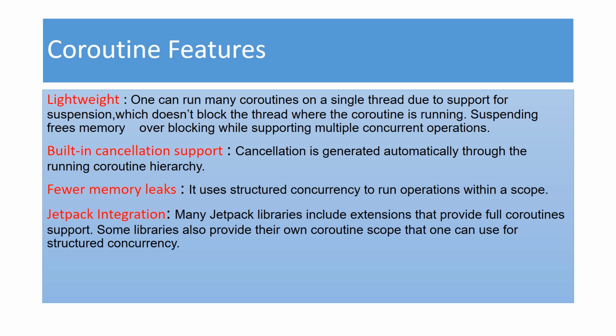Cancellation is generated automatically through the running coroutine hierarchy, which means when we use scopes and your particular component's lifecycle closes, then the scope automatically closes and the coroutine also closes. It uses structured concurrency to run operations within a scope. Structured concurrency we will get into in the coming slides. Jetpack integration: many Jetpack libraries include extensions that provide full coroutine support, like the Room library, the Navigation library, etc.